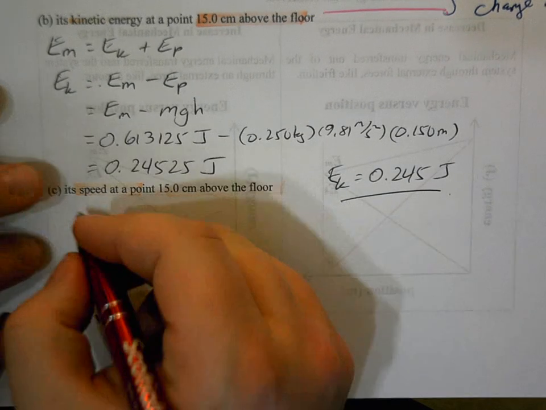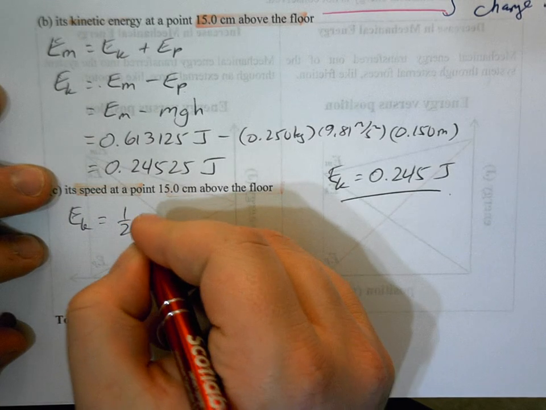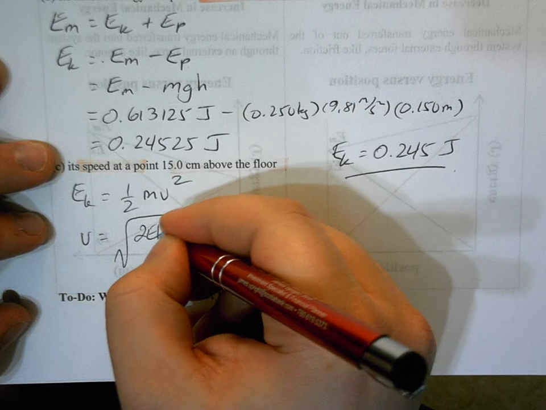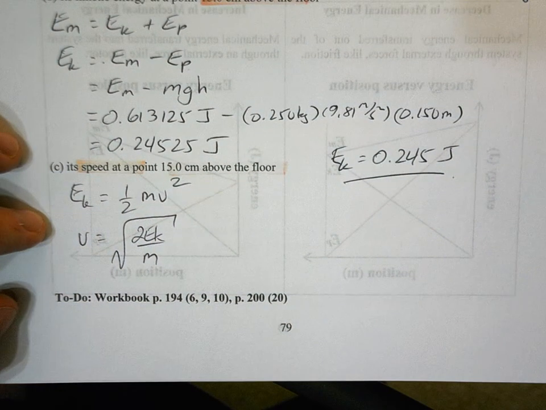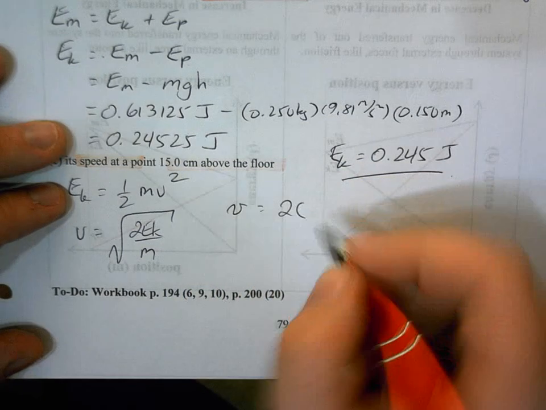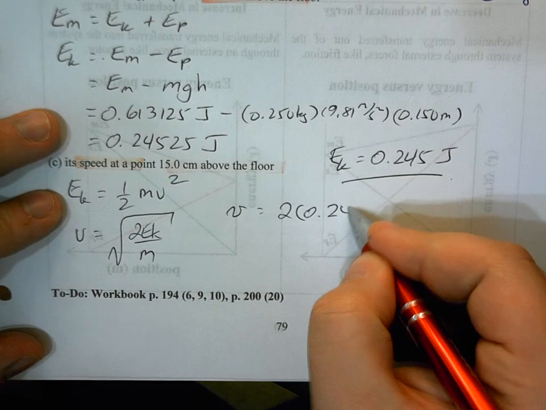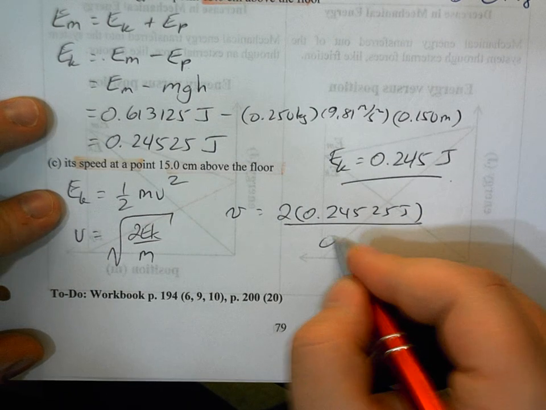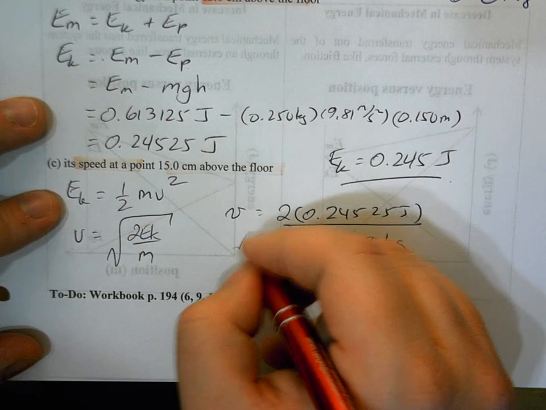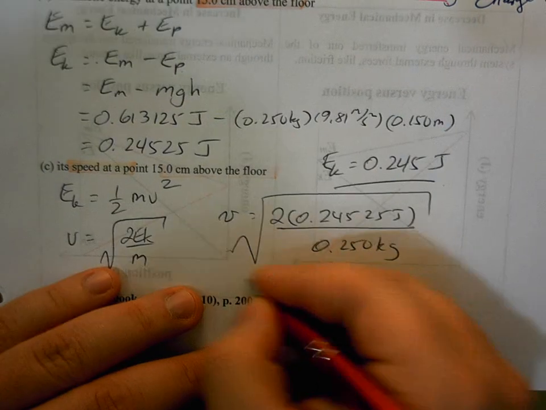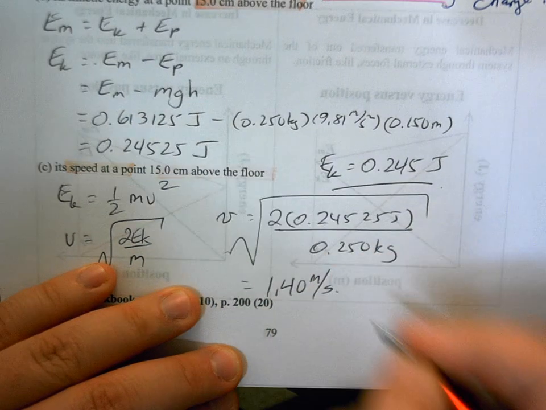Well, we know the relationship between speed and kinetic energy is EK equals half mv squared, or the speed is twice the kinetic energy divided by the mass, and then we're going to square root all that. We've seen this rearrangement quite a bit, so I'm not going to go through all the details again. So at 15 centimeters above the floor, we found the kinetic energy in part B. We're told the mass of this bob is 0.250 kilograms. So the last thing we're going to do is just calculate that. I'm going to take my square root, and I'm going to get about 1.40 meters per second.